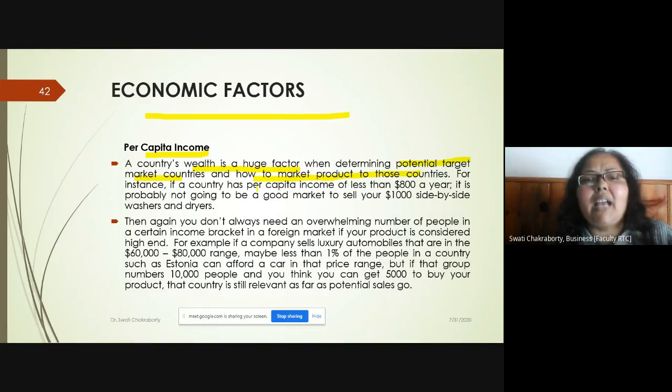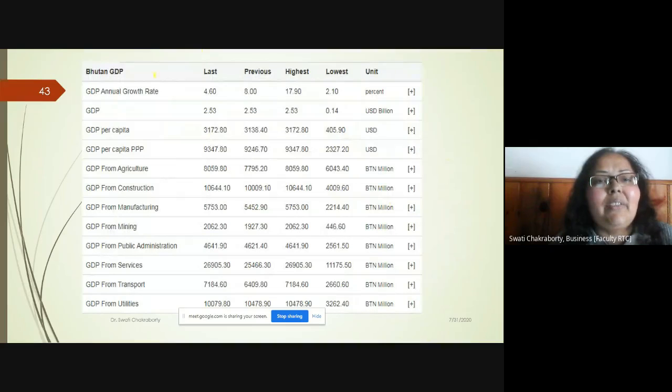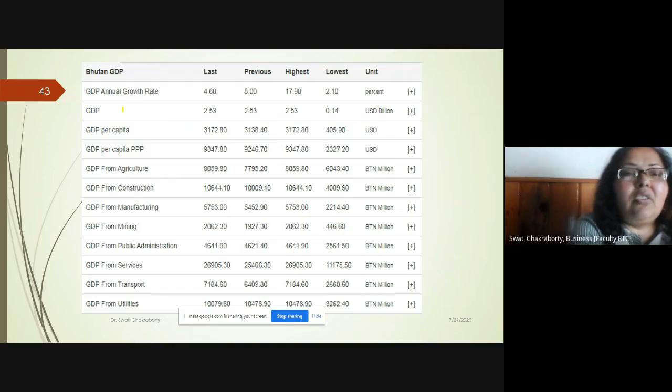If a country has a per capita income of less than $800 a year, it's not a very good market. It's not going to be a good market to sell your equipment, sell your products, say washers and dryers, which is $1,000, right? How would they manage it? So when we talk of Bhutan, look into Bhutan's GDP, right? So the GDP from different sectors, that's up here for your information.